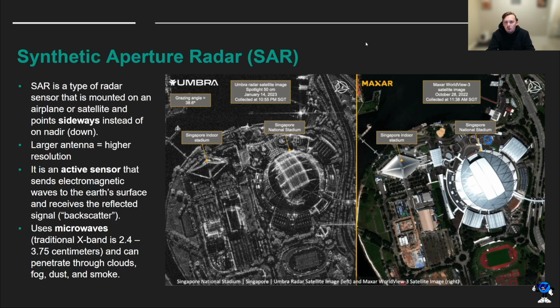Synthetic aperture radar, or SAR, is a type of radar sensor that is mounted on an airplane or satellite and points sideways instead of at the nadir, which is down. The larger the antenna, the higher the resolution. It is an active sensor that sends electromagnetic waves to the Earth's surface and receives the reflected signal, or backscatter. It uses microwaves and can penetrate through clouds, fog, dust, and smoke.